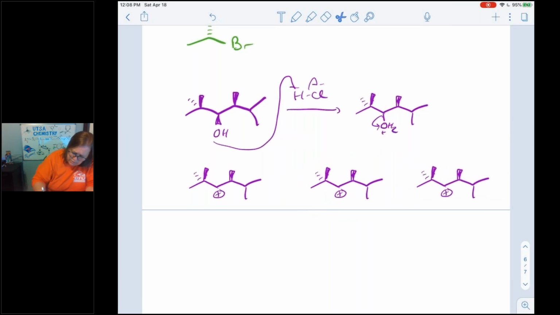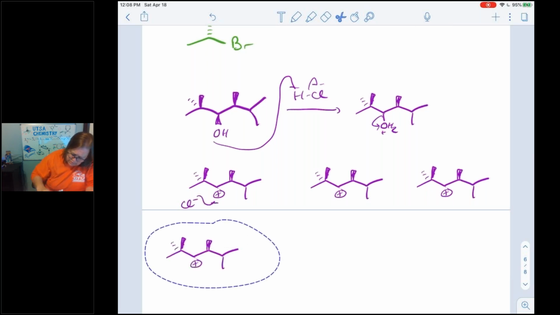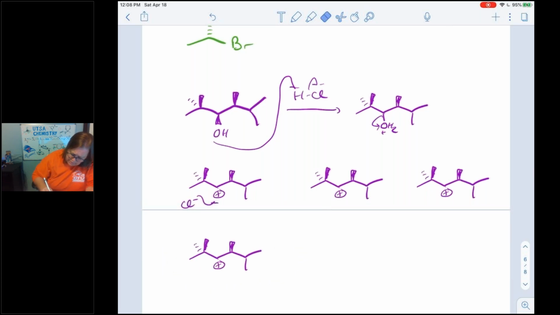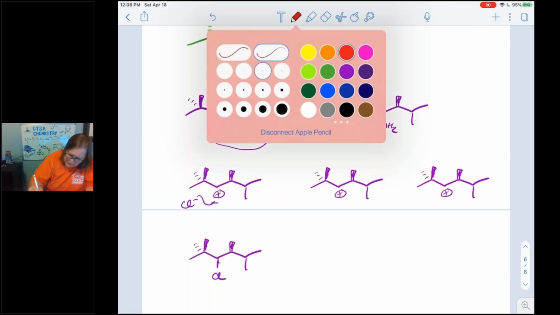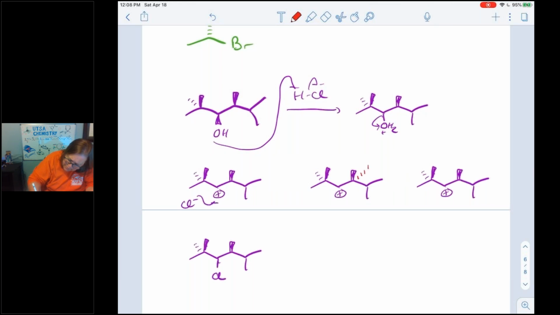First thing, chloride can come and attack. Then I'm going to form this guy here. No stereochemistry because I formed a carbocation. The second thing that can happen is I can have a hydride shift.